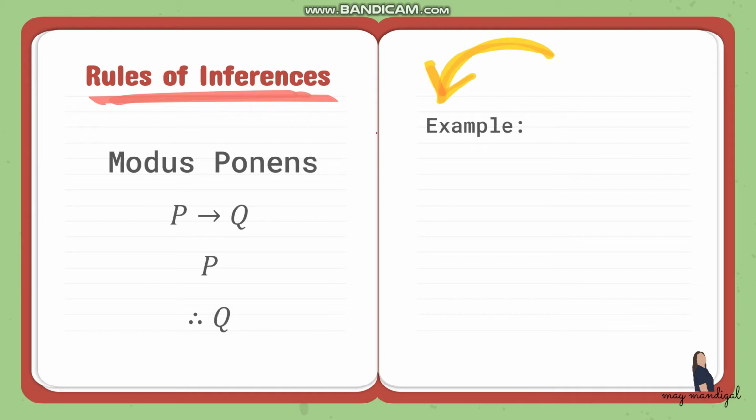So here we have two premises. The first premise is an implication: if P, then Q. And the second premise is P, or the antecedent of our first premise. And from these two premises, we can write a conclusion, which is Q, or the consequent of our first premise.